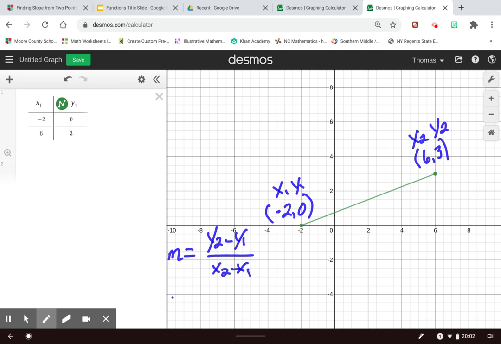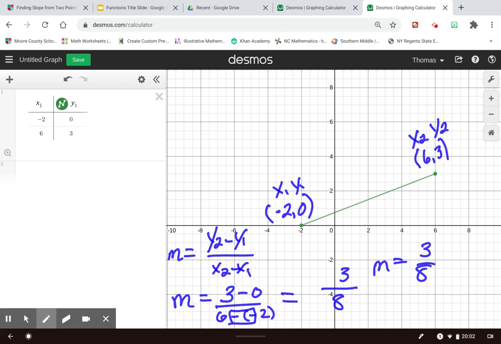All right. So y2 is going to be 3 minus 0. That's y1. And then x2, which is 6, minus the negative 2. So 3 minus 0 is going to be 3. 6, minus a negative, makes a positive. So it's going to be 8. So here my slope is 3/8, or a rise of 3 and a run of 8.